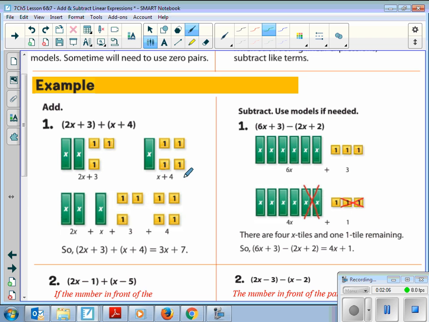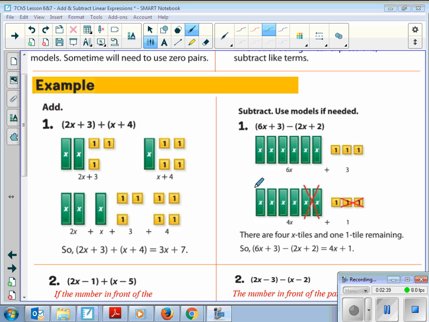So when we're adding them together, we just put all the x's together. And we put all the ones together. Does everybody see that? So we're going to end up with 1, 2, 3x. So there's the 3x. And 1, 2, 3, 4, 5, 6, 7 ones. So the quantity 2x plus 3 plus the quantity x plus 4 is equal to 3x plus 7.